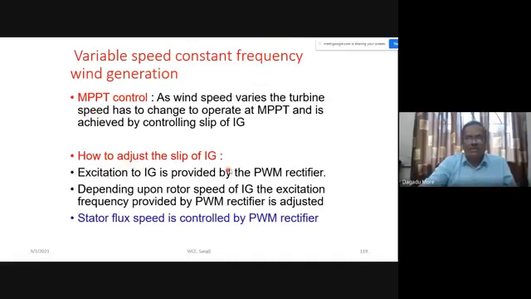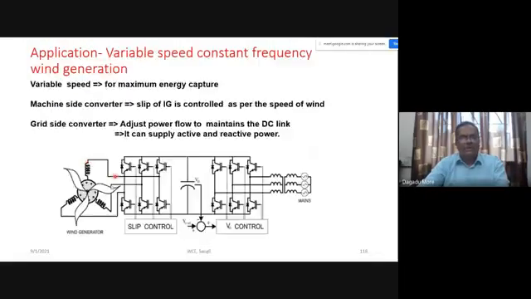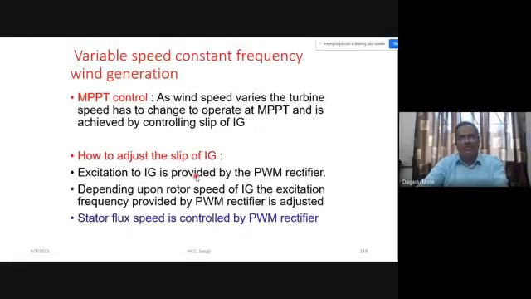And now we have seen how to extract the maximum power. For extracting the maximum power, we have to adjust the slip of the IG. How do we adjust the slip of the IG? Excitation of the IG is provided by the PWM rectifier. So we have seen that the excitation to this machine is provided by this PWM rectifier.